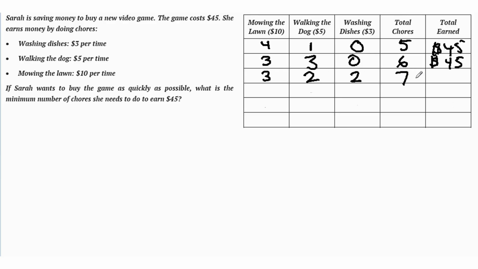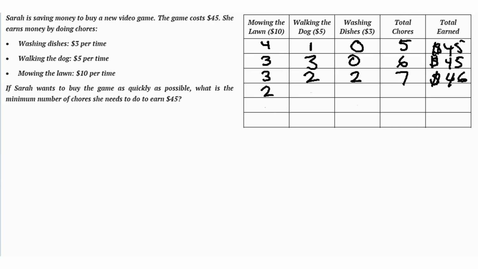That's going to be a total of 7 chores, and it will give her over $45. It will give her $46, but she had to do 7 chores. I don't think there's anything more I could do with mowing the lawn 3 times. Let's go even less. Let's say she does it twice.